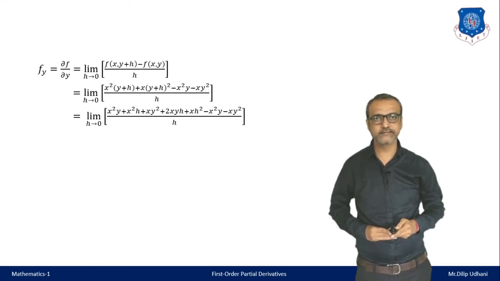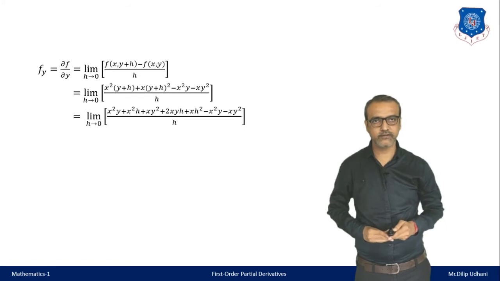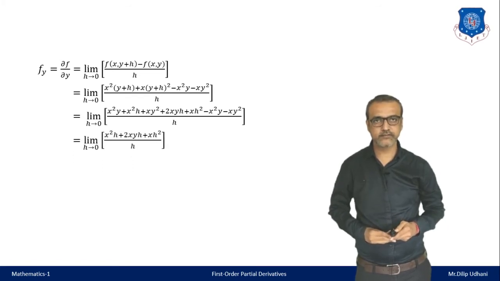Now we have to simplify this result. You can see that x square y and minus x square y will cancel out, and also xy square and minus xy square will cancel out. So the simplification is limit h tends to 0, x square h plus 2xyh plus xh square divided by h. Now we will take h common from the numerator. So taking h common, and in the denominator we have h, so that will cancel out. So we have limit h tends to 0, x square plus 2xy plus xh.